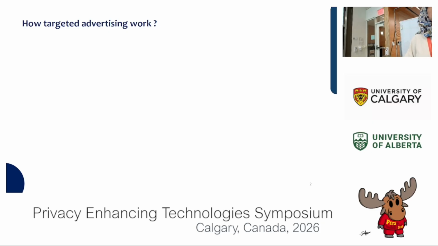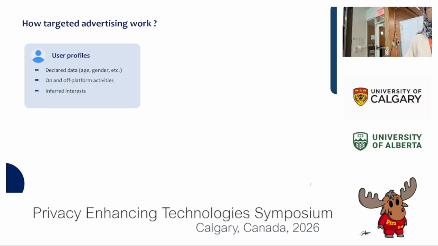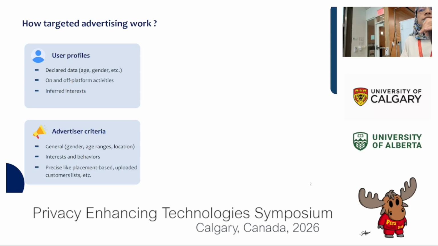Online advertising relies on data. Advertising platforms collect massive amounts of user data to build profiles on each user. On the other hand, advertising platforms allow advertisers who want to reach users to select any number of criteria about who they want to reach. These criteria can be general, like gender and location, or precise, like interests and behaviors.